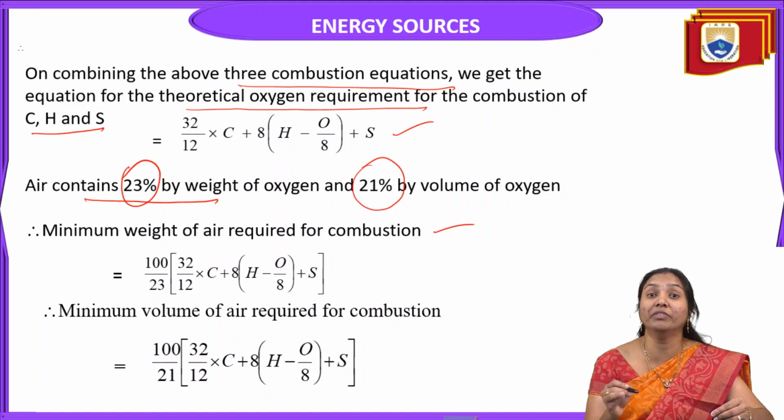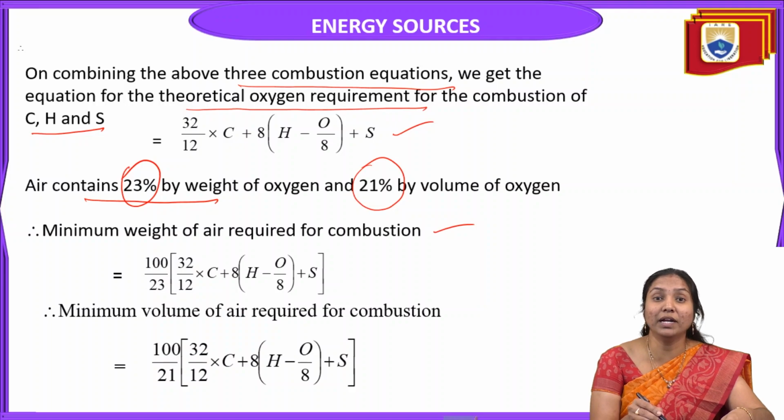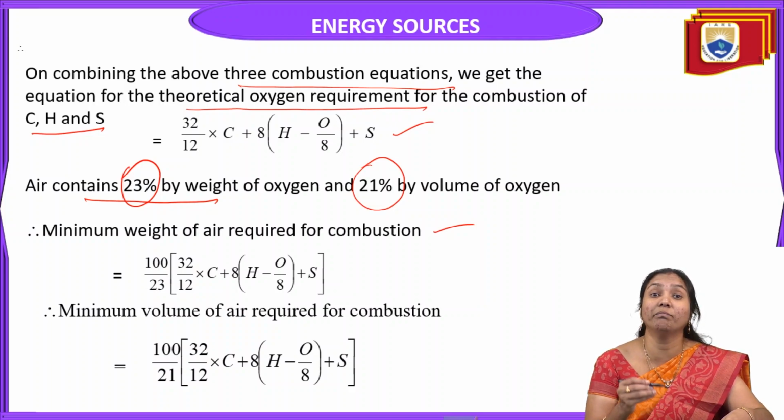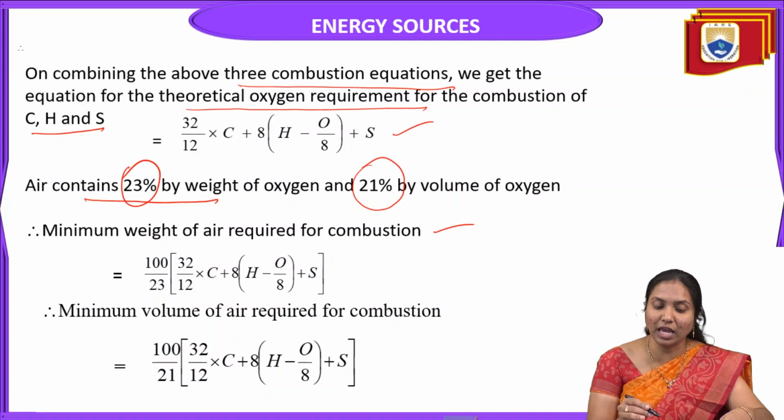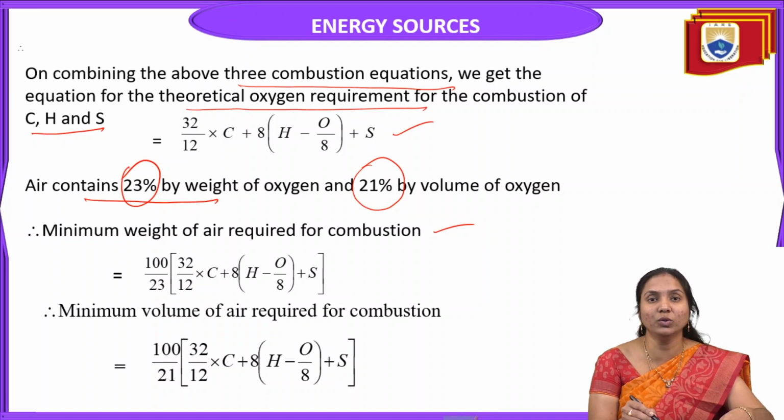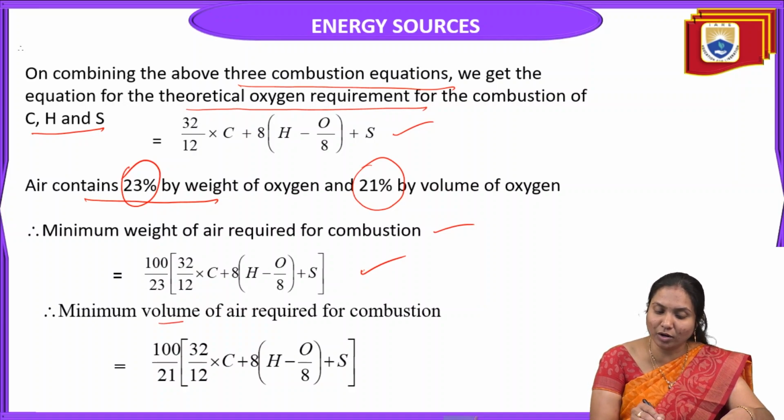So you are taking by weights. So what is the formula we are using here? It's equal to 100 by 23 because air contains 23% of oxygen by weight. So here we are taking minimum weight of air. So we can write here 100 by 23 into 32 by 12 into C plus 8 into H minus O by 8 plus sulfur.